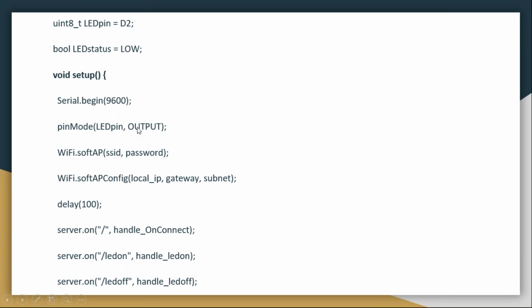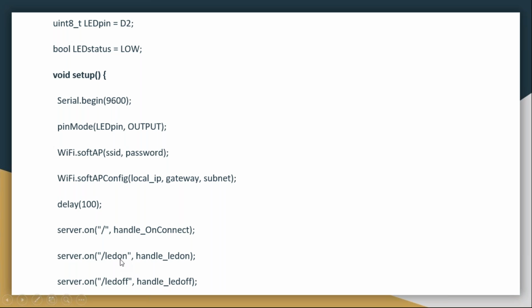Then we will create some functions: server.on handle on connect, server.on LED on handleLEDon, server.on LED off handleLEDoff. Next is server.onNotFound. If we did not find anything, server.begin initializes the server, and this is the Serial.print for the serial monitor to know whether the server started or not. Then comes the void loop.